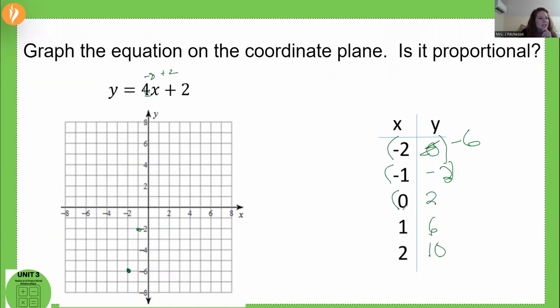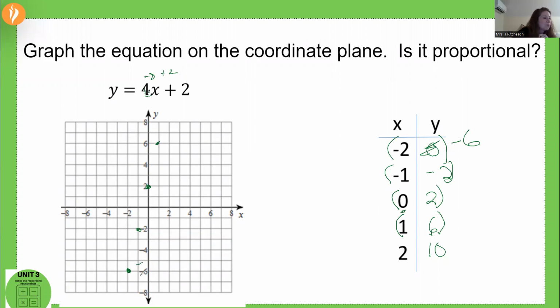All right, and then this tells us don't go right or left, but go up 2. This one says from the origin, go right 1, up 6. So from the origin, go right 1, up 6. And we don't have enough room to go up 10.